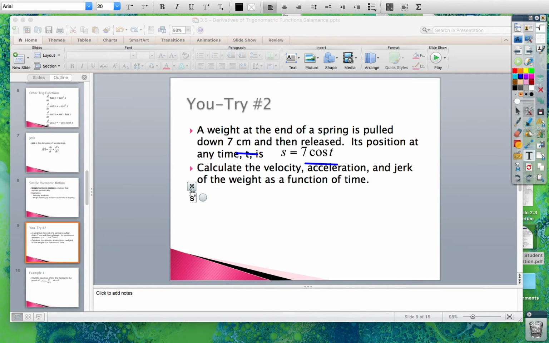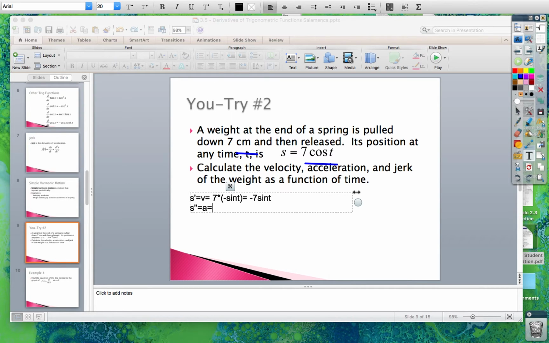So the first derivative, remember, we can take the derivative of the function, and the constant can just be multiplied at the end. So the derivative of cosine t is negative sine of t. So really the velocity, s prime, is equal to velocity. That function is really just negative 7 sine t.